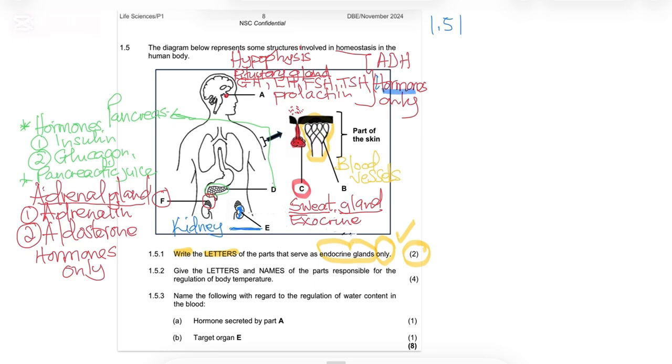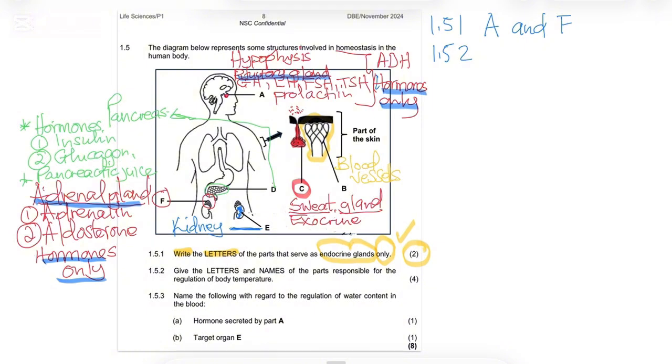Remember, we said the pituitary gland produces hormones only, and the adrenal gland is also producing hormones only. So we're going to say the answer. They want letters, so the answer is A and F.